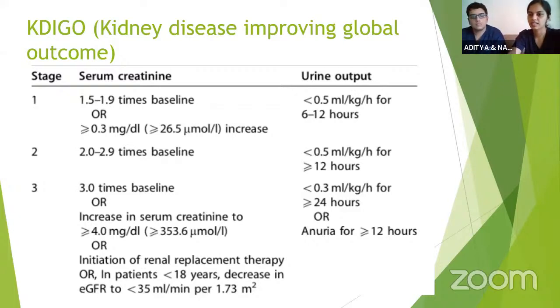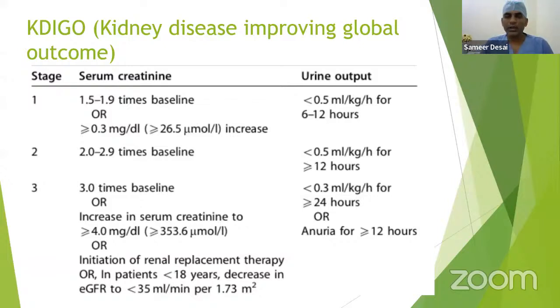In stage 3, there is an increase of creatinine to 3 times the baseline, or an increase of serum creatinine to an absolute value of 4 mg per deciliter, or a requirement of renal replacement therapy. And coming to the urine output, there is a decrease to less than 0.3 ml per kg per hour for more than 24 hours, or complete anuria for more than 12 hours.